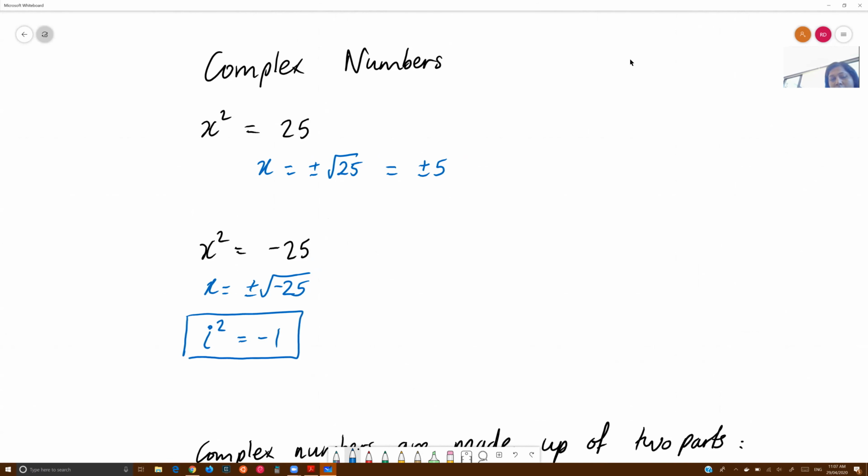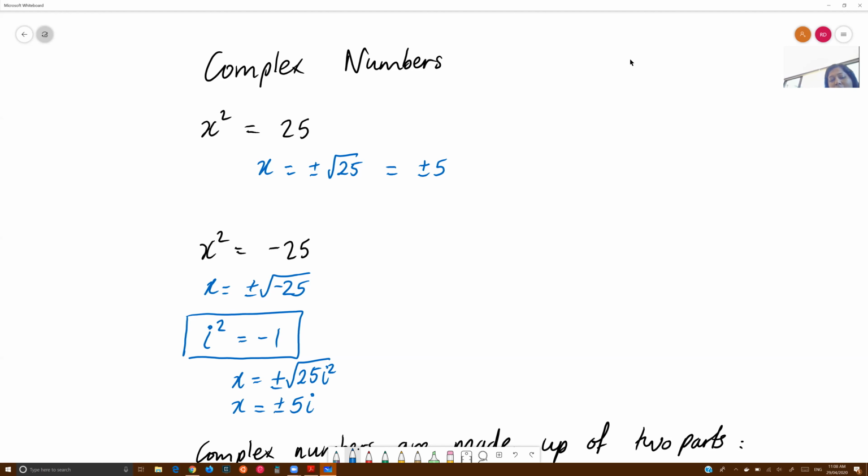By the way, i is not a variable, it's a number. So we have defined a number so that if you square this number, the result is negative 1. Then we might be able to do the square root of a negative number. So if i squared is equal to negative 1, then x is going to be plus or minus the square root of 25i squared. So my result is plus or minus 5i.